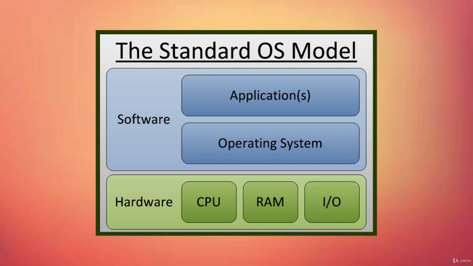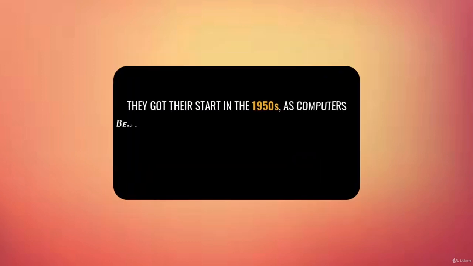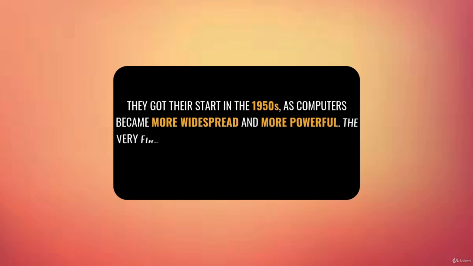Operating systems, or OS for short, are just programs, but special privileges on the hardware let them run and manage other programs. They are typically the first one to start when a computer is turned on, and all subsequent programs are launched by the OS. They got their start in the 1950s as computers became more widespread and more powerful.